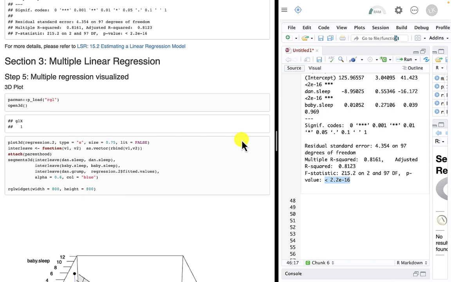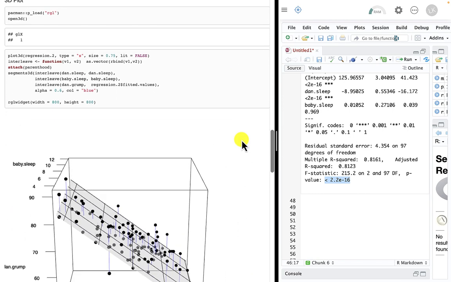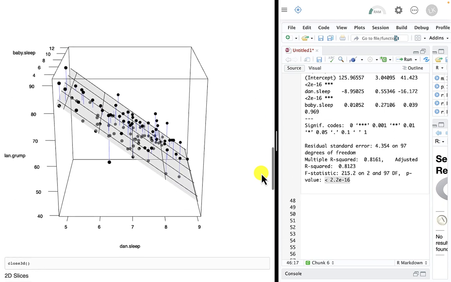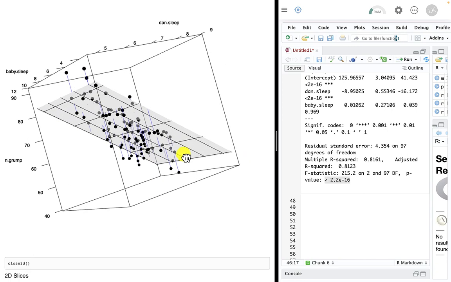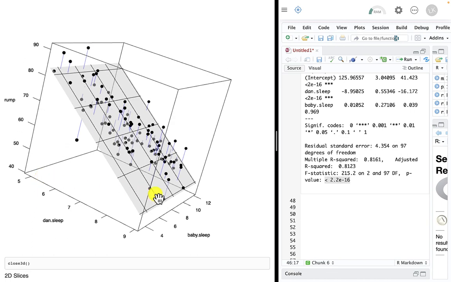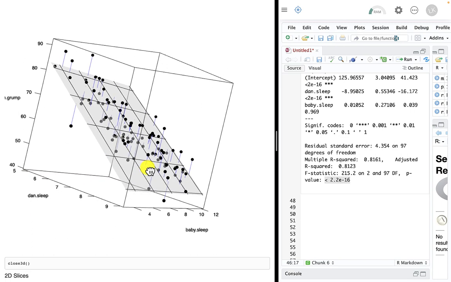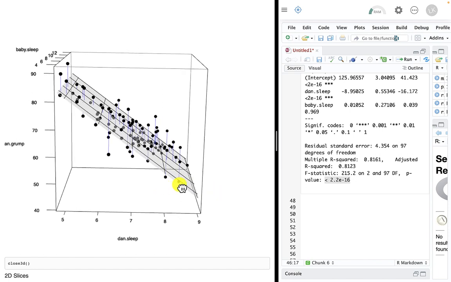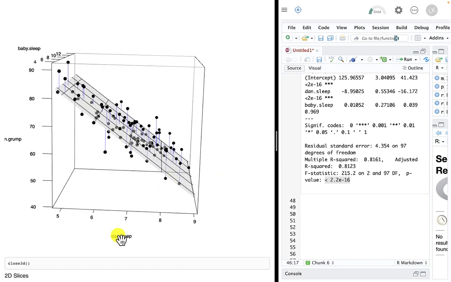But what I want to do is come down here and look at what this multiple regression is doing. And remember how I said we had this plane? Essentially what we're doing is we have Dan sleep and baby sleep, and we're using both of those. So here's Dan sleep. Up here is baby sleep.